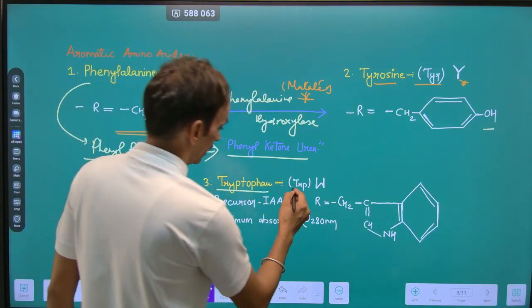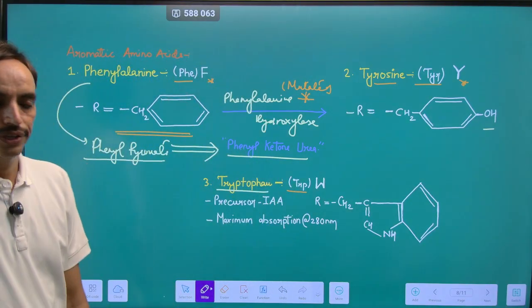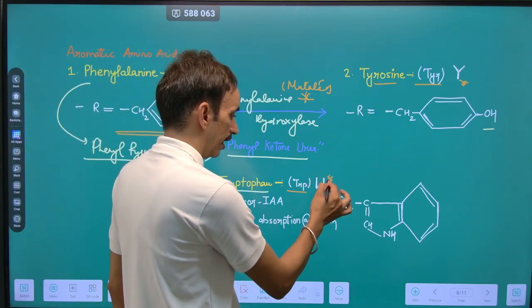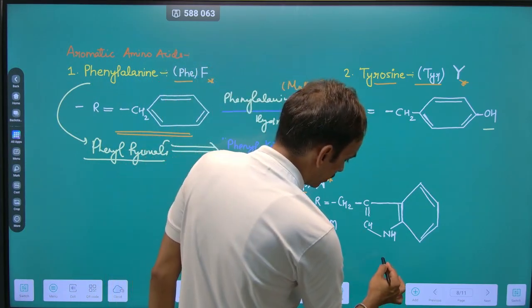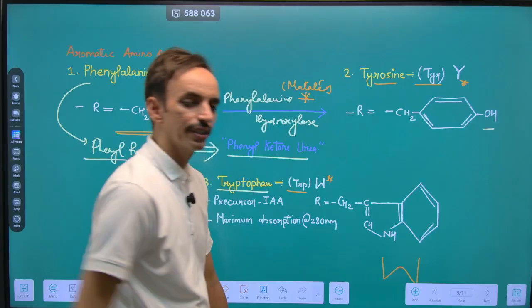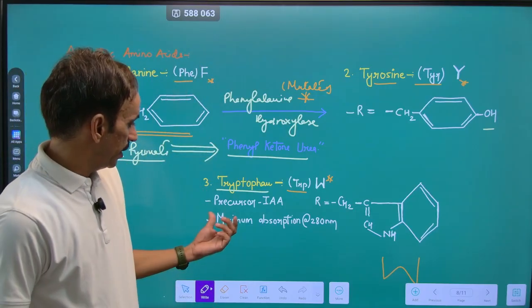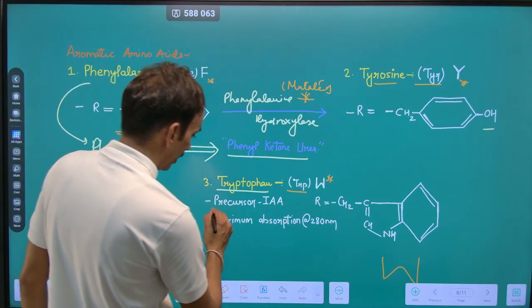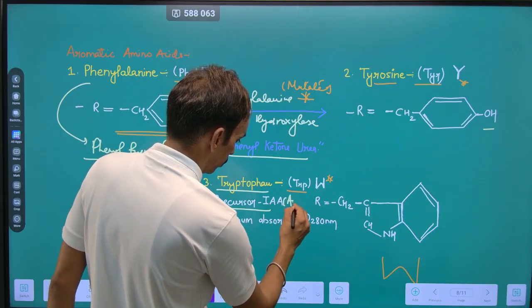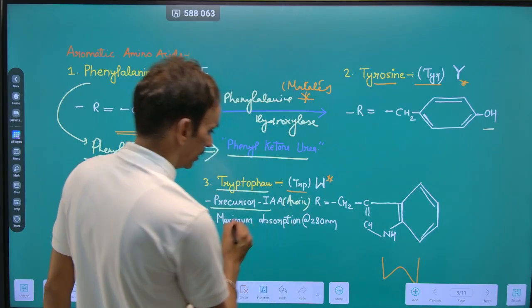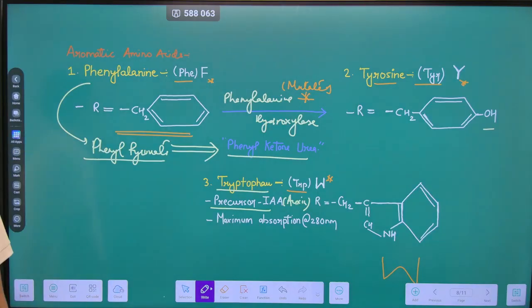Tryptophan is abbreviated as TRP and denoted by the alphabet W because its structure resembles the alphabet W. Now it is a precursor of indole acetic acid, which is a plant hormone, auxin. It is a naturally occurring auxin. It has the maximum absorption at 280 nm.